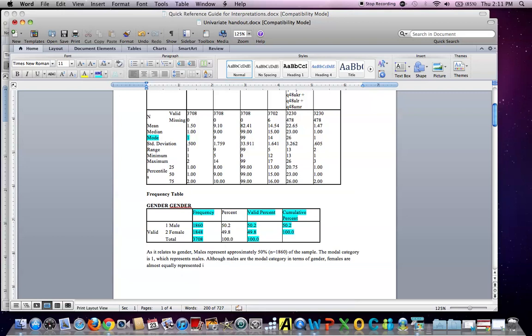Represented in this data set. Okay? And that will be what I would consider something compelling to discuss. Okay? So we have discussed frequencies and percentages. We've discussed the modal category and have interpreted it as it being males. We've also said what's compelling. Although males are the modal category in terms of gender, females are almost equally represented in this data set.